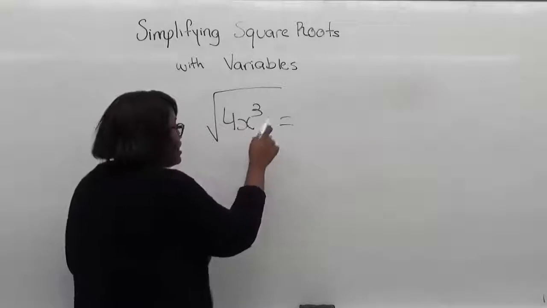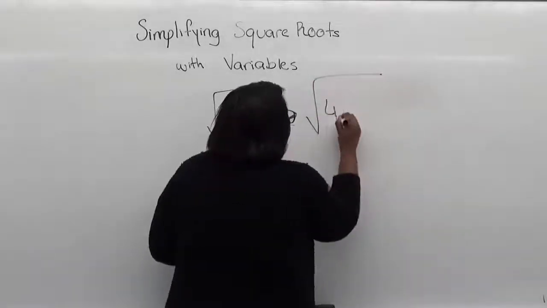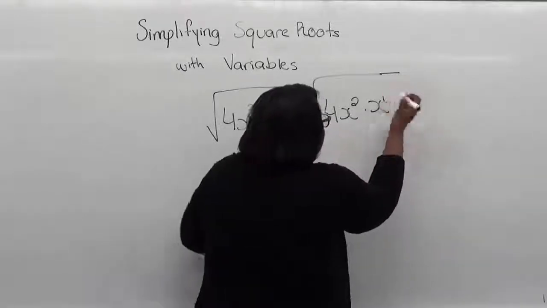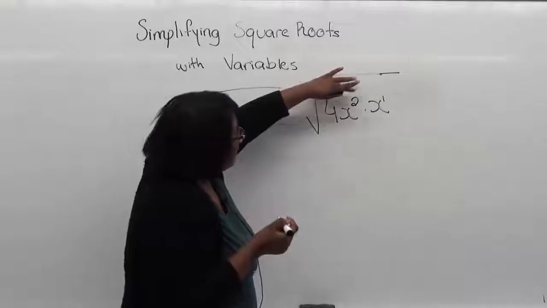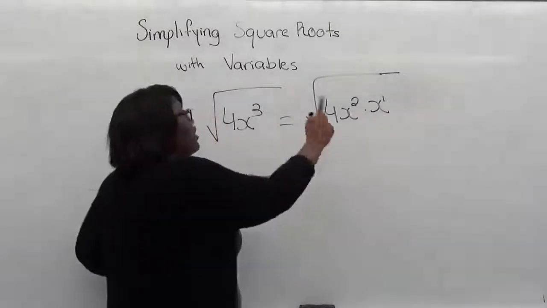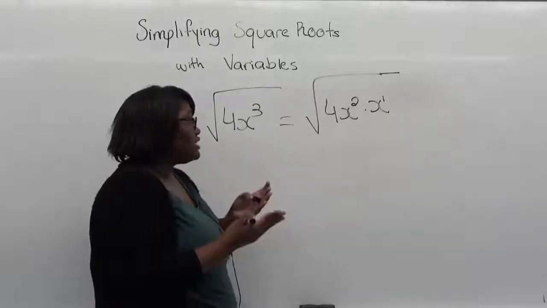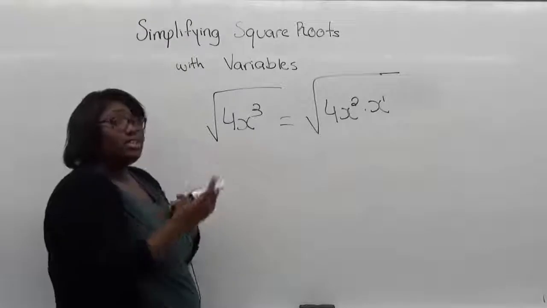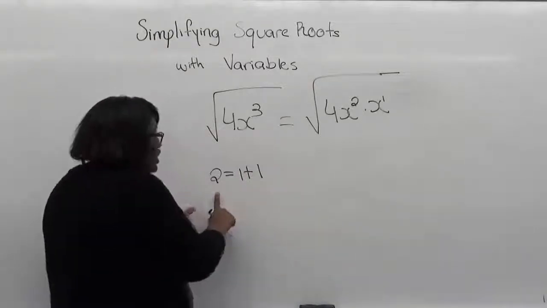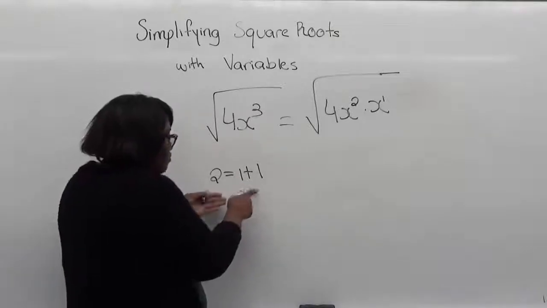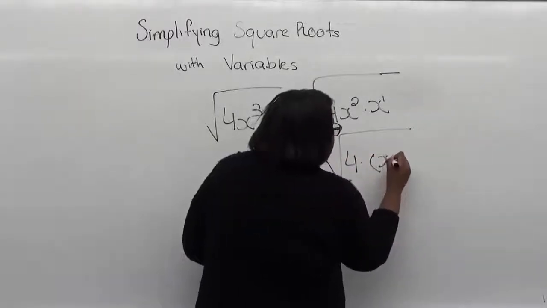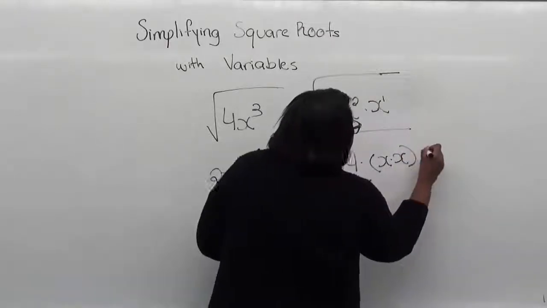So we're going to take out an x, and we're going to rewrite this as the square root of 4x squared times x. And we know that x is just x to the first power. So as you can see here, we have an even exponent and we have an odd exponent. So we can take the square root of the even exponent, but not the odd. So x squared is x times x, which we know the exponent of x is 1. So we can conclude that 2 equals 1 plus 1. So if we were to rewrite this in terms of that exponent, we can rewrite this as the square root of 4 times x times x times x.